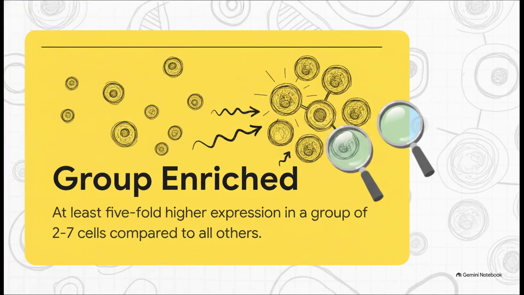But biology isn't always that isolated, right? Sometimes genes like to hang out and be highly active in a small family of related cells. So if that high expression, and again, we're talking at least a 5-fold higher level, is shared across a tiny biological neighborhood of 2 to 7 cells compared to everything else, it gets labeled as group enriched. It's still highly specific, it's just specific to a specialized cluster rather than one lone cell.